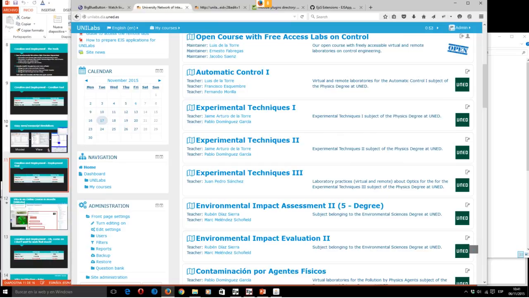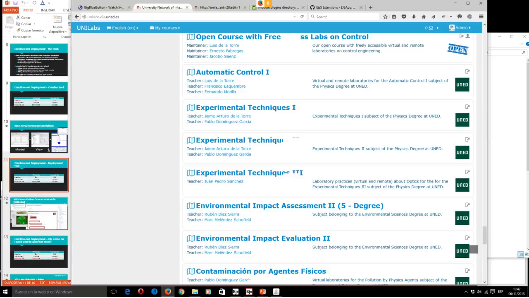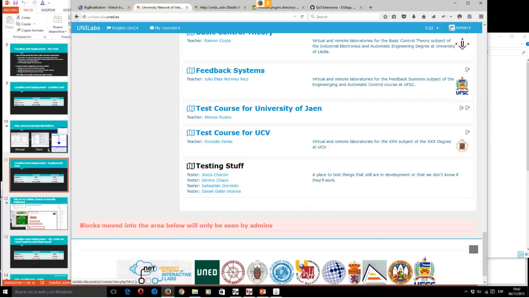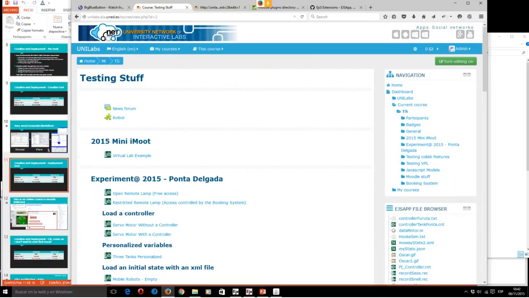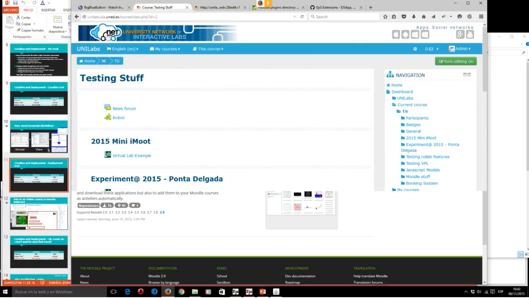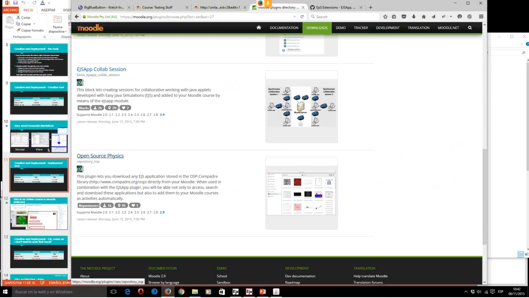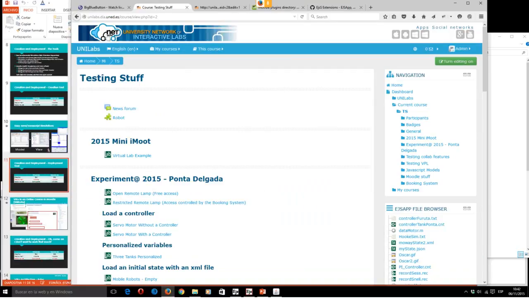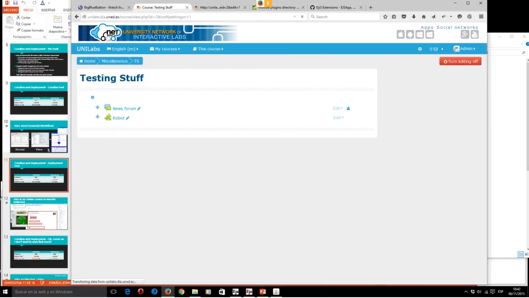And to end up very quickly, I'm going to show you, because this is very, very interesting, how to use virtual labs or simulations that already exist, that the community have built. There are about 400 of them, mostly on physics. So if you have a Moodle site and you install the EJS app plugin and the open source physics plugin repository, which is this one from here, you can start embedding virtual labs or simulations in your Moodle course in just a few clicks.